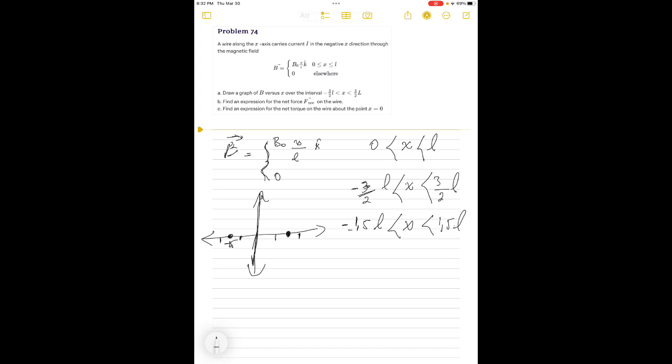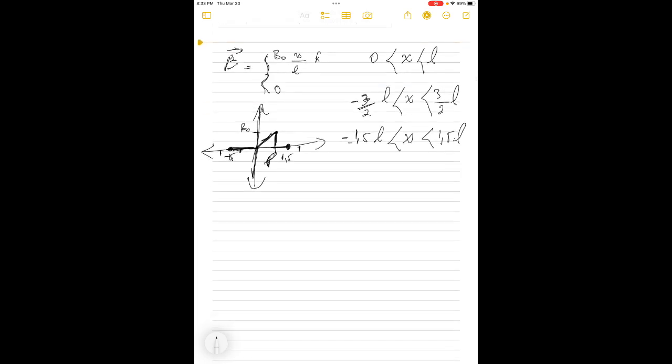So the magnetic field B is moving through x from negative 1/2 to positive 1/2, and the magnetic field is between 0 and L. So the magnetic field here is going to be between here. This is how it looks. It's going to come to 0, it's going to go up to L, and it's going to go to 1/2. So this is how the graph looks.